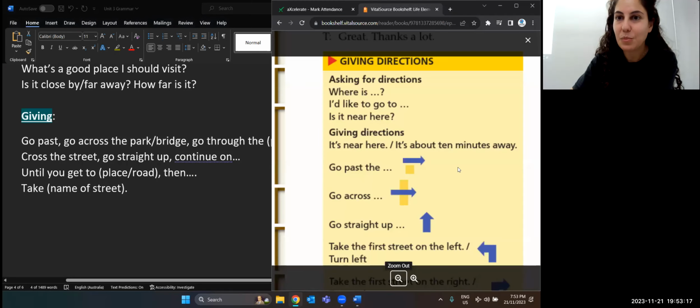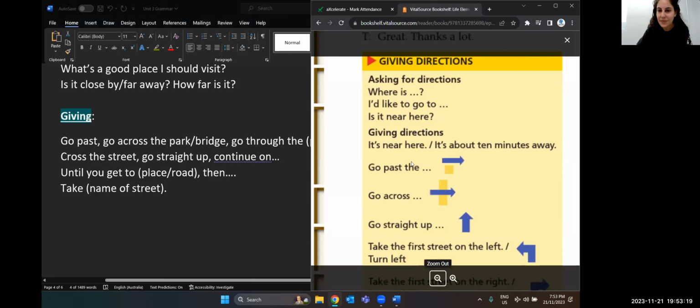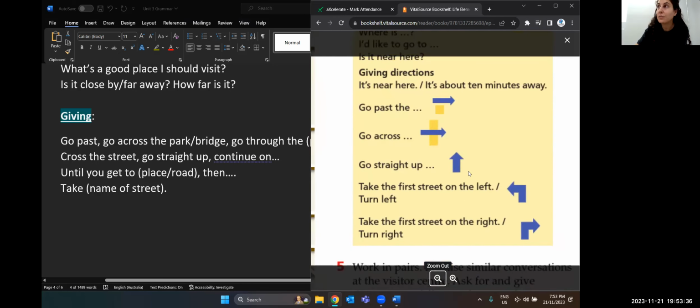And that's just what it looks like. So go past, it shows you a little picture here. It means do not stop there. Go past. Go across. Maybe the park, because you have to walk through somewhere. So the park, go across. Go straight up, that just means continue. Take the first street on the left, or take the first street on the right.